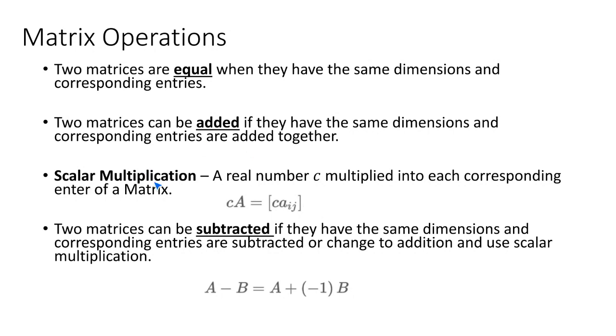Scalar multiplication is just when you multiply some number to the matrix, and that number C is what we call the scalar. Basically you multiply C into every single number inside the matrix. And then subtraction of matrices: if we have A minus B, we can write it as an addition problem with a scalar of -1, which we'll talk about here in a second.